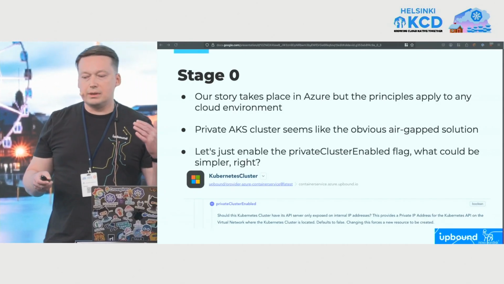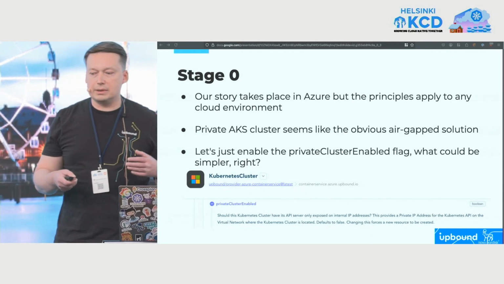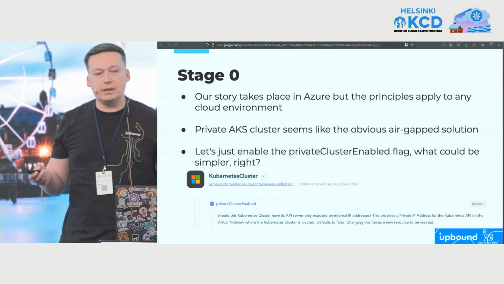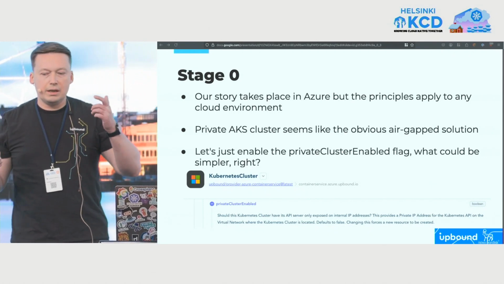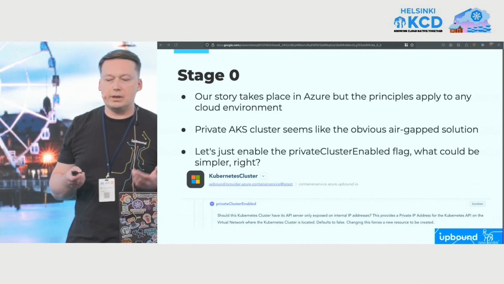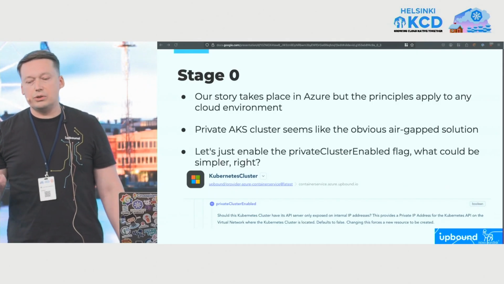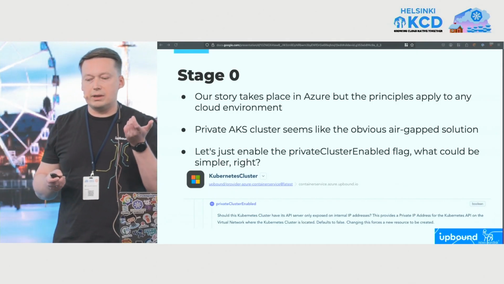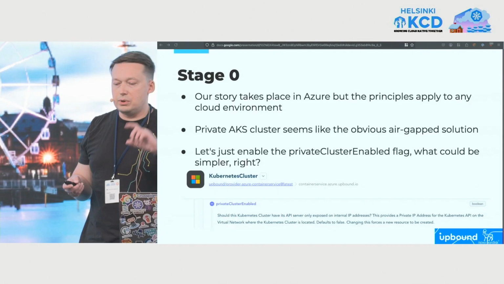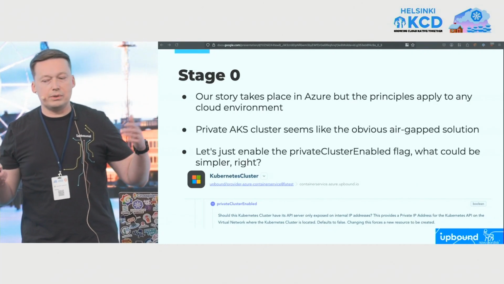So the first idea that came to mind when we were building an air-gapped solution was a private AKS cluster, right? So what could be easier? If you know the structure of this managed resource in Azure, and if you're familiar with Kubernetes cluster in provider Azure, you know that there is a single flag, right? Private cluster enabled, you can flip it, and it kind of becomes air-gapped.